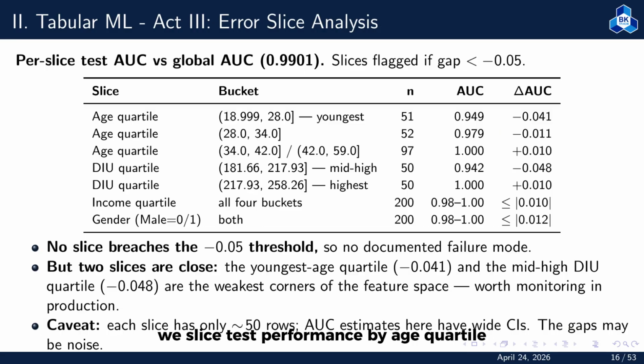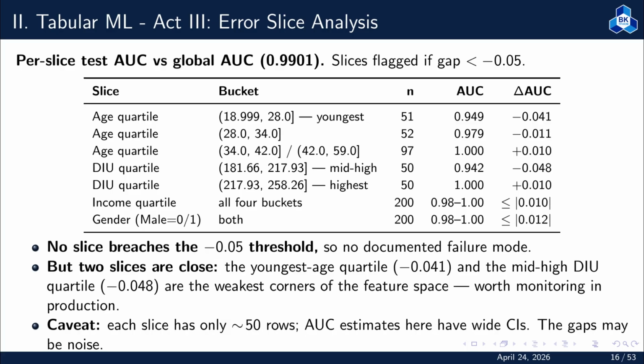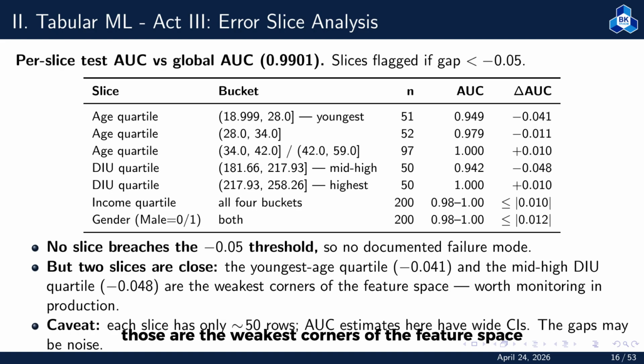We sliced test performance by age quartile, daily internet usage quartile, income, and gender. No slice breached our flag threshold of a 0.05 AUC drop, but two came close, the youngest age quartile at -0.041, and the mid-high DIU quartile at -0.048. Those are the weakest corners of the feature space, worth monitoring in production. Caveat: each slice has only about 50 rows, so these gaps may be noise.